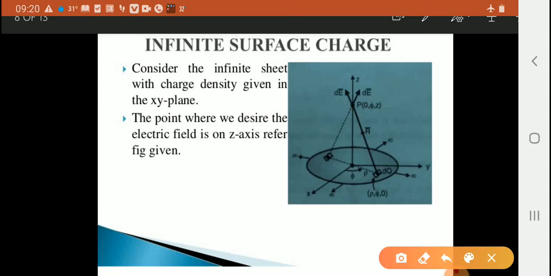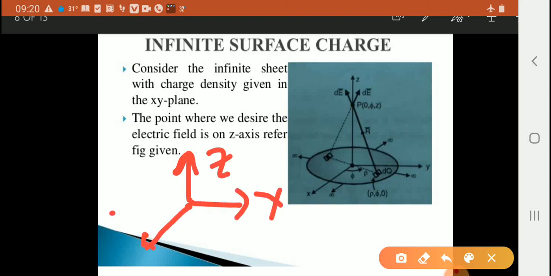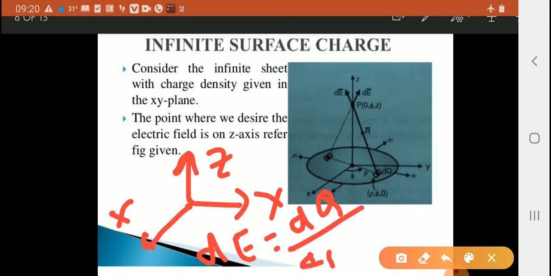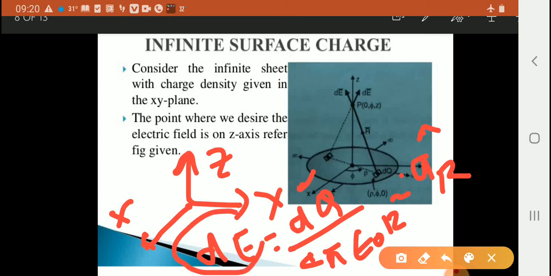This charge dq with respect to plane z, y and x. So dE, the total charge dq upon 4 pi epsilon 0 r square, unity vector of AR unit vectors. The total charge dq gives the differential electrical field intensity dE at point P.